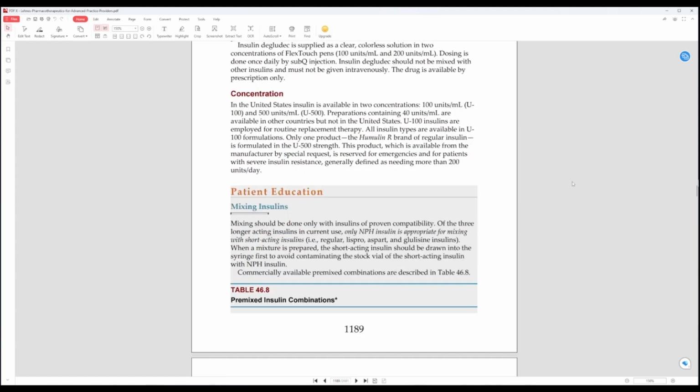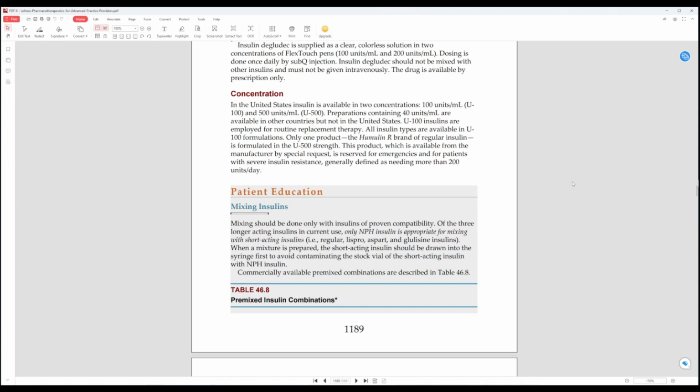So, concentrations. In the US, insulin is available in 2 concentrations, again, 100 units or 500 units per ml. Preparations containing 40 units per ml are available in other countries, but again, not in the United States.